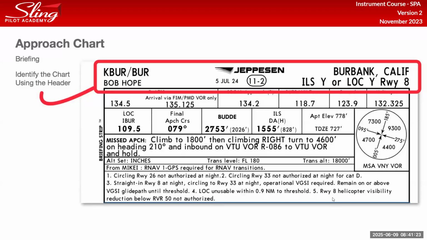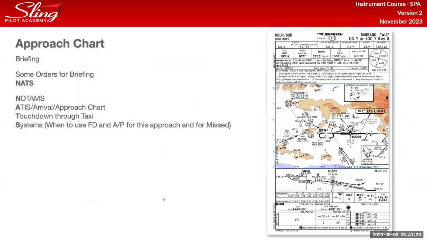So the only one that's really important is number 4. And that's 0.9 nautical miles to threshold. Means that, so your proximity to the threshold is the missed approach point. So you see right here how it says 0.9? There's the threshold, there's the M for missed approach.